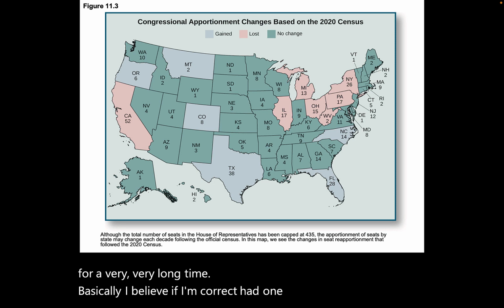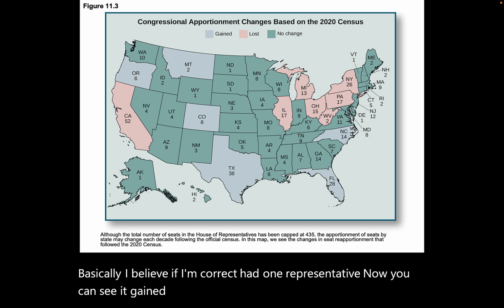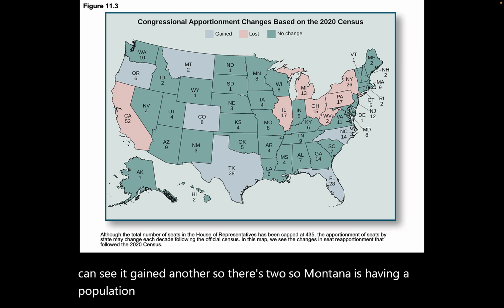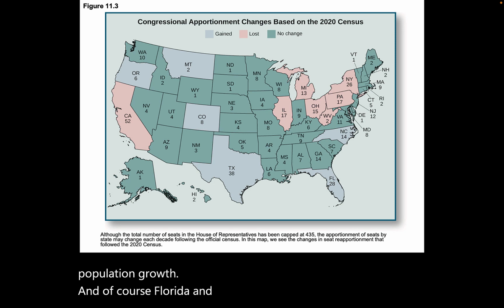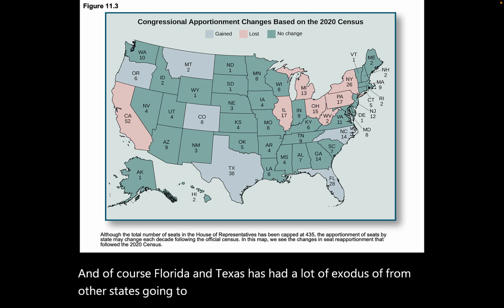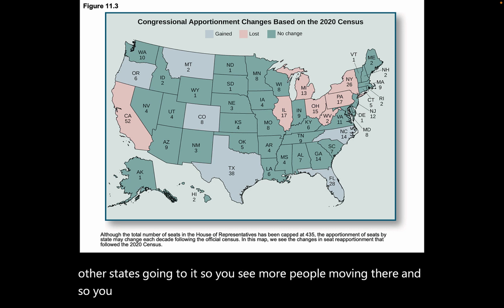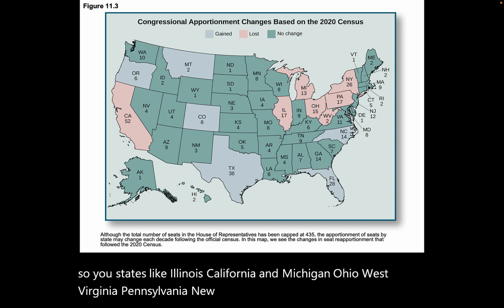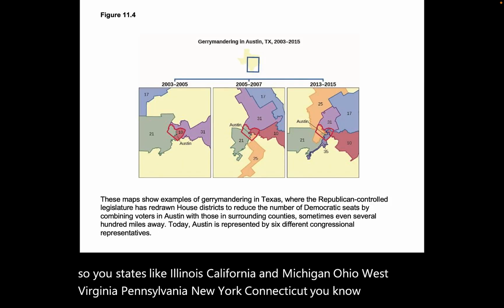Now you can see it gained another, so that's two. So Montana's having a population growth. Of course, Florida and Texas have had a lot of exodus from other states going to them, so you see more people moving there. And so you see states like Illinois, California, Michigan, Ohio, West Virginia, Pennsylvania, New York, Connecticut, they lost a seat.